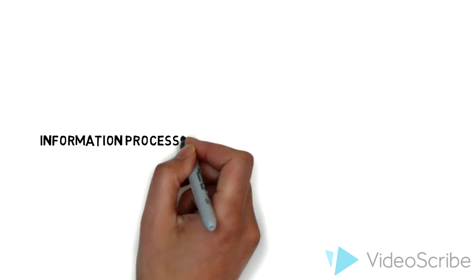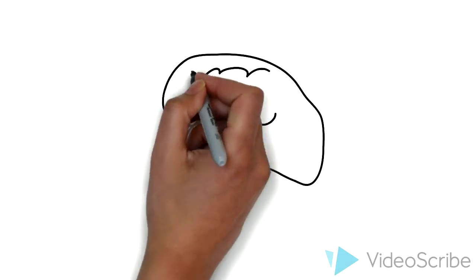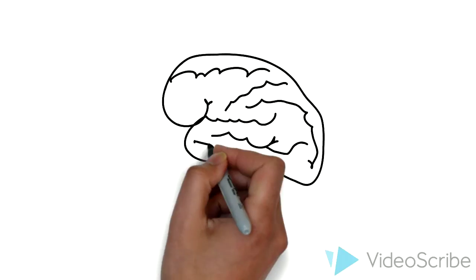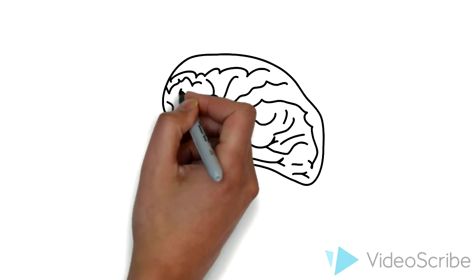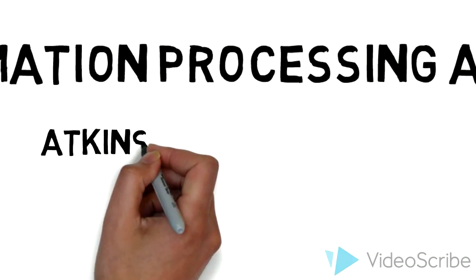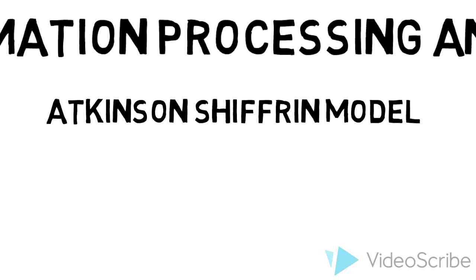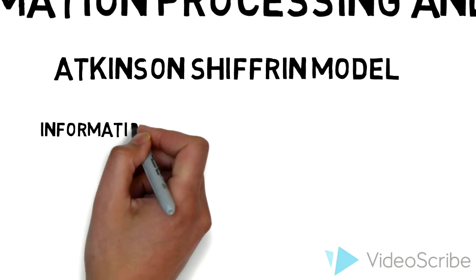This video is about information processing and the cognitive theory of learning, a learning theory of educational psychology. Research on human memory has helped learning theories to describe the process by which information is remembered or forgotten. This process is usually referred to as the Atkinson-Shiffrin model of information processing. Before that, let's check out what is meant by information processing theory.